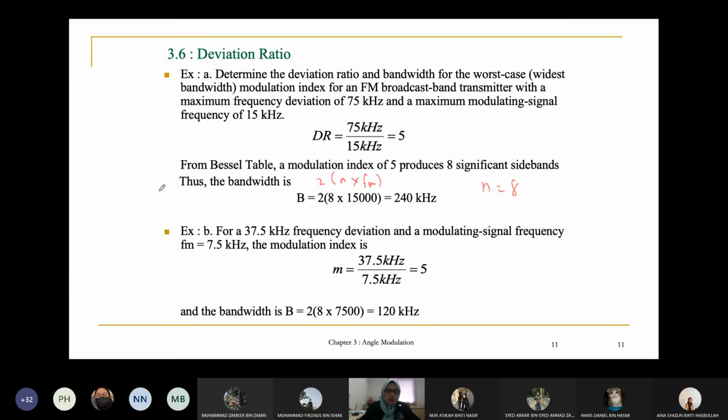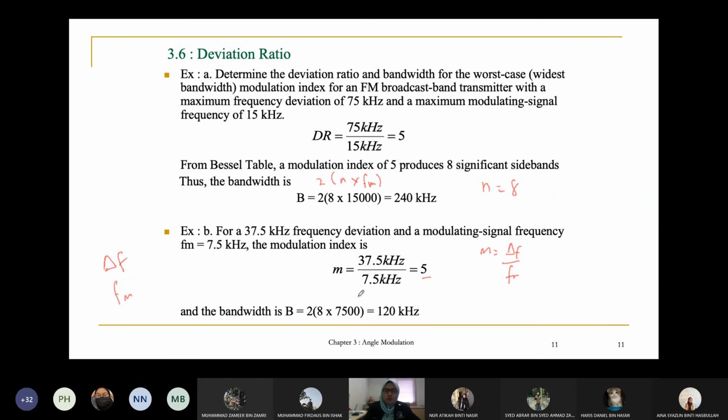So this is delta F. Frequency deviation delta F equals 37.5 kilohertz, and the modulating signal frequency Fm is equal to 7.5 kilohertz. So you can calculate the modulation index. The modulation index is M equals delta F over Fm. So you will get the modulation index equal to 5.